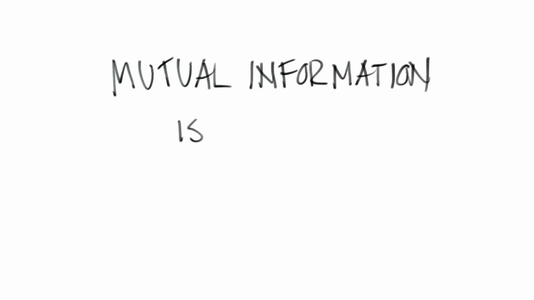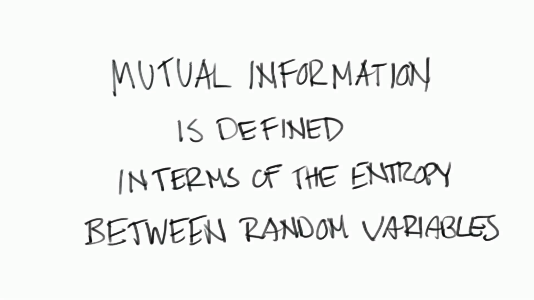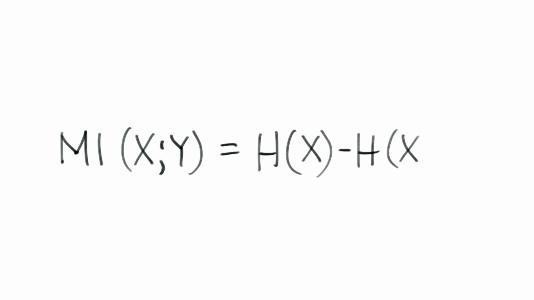Mutual information is defined in terms of the entropy between random variables. Mathematically, the equation for mutual information is defined as the entropy of random variable x minus the conditional entropy of x given y. Now, what does this mean?